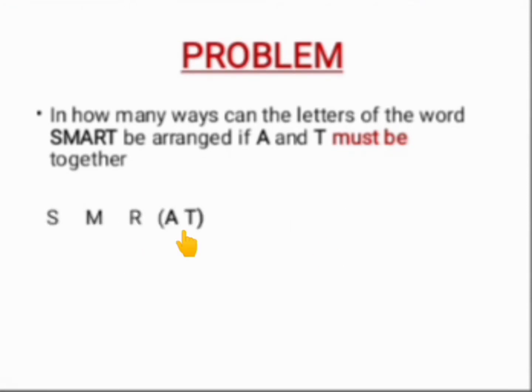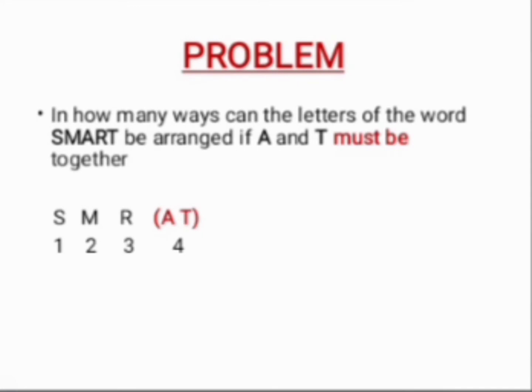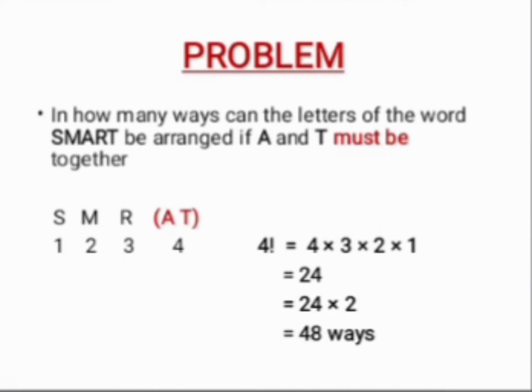Now that we know, consider A and T as a single letter in the given word. The letters in the word smart are generally 5 without any condition. But if A and T must be together, there will be 4 letters with no letters repeating itself. The number of ways to arrange these 4 letters is 4 factorial, since no letter was repeated. 4 factorial is equal to 4 times 3 times 2 times 1, which is equal to 24. Multiply 24 by the number of ways A and T can be arranged, which is 2. So 24 times 2 is equal to 48.